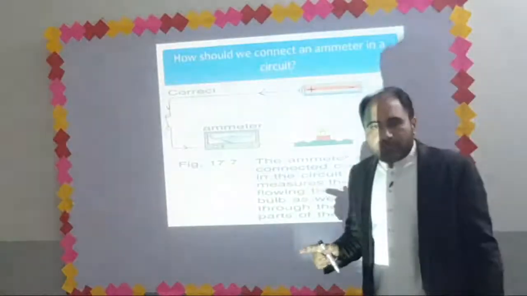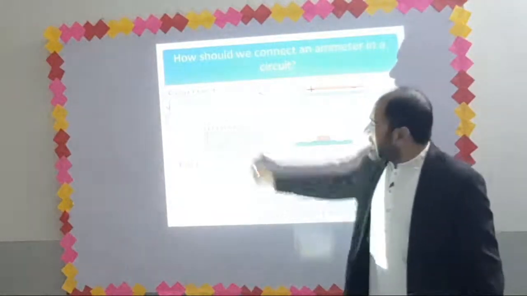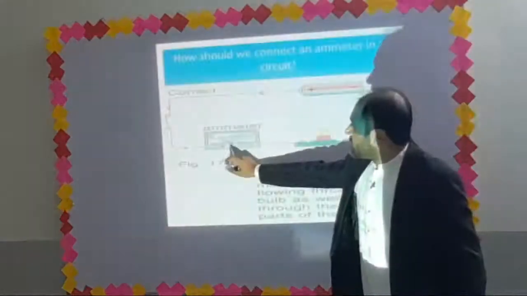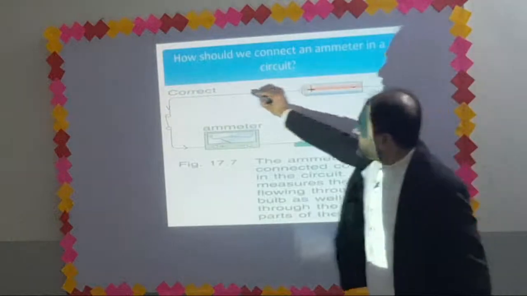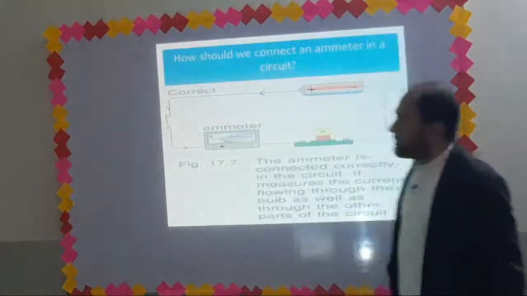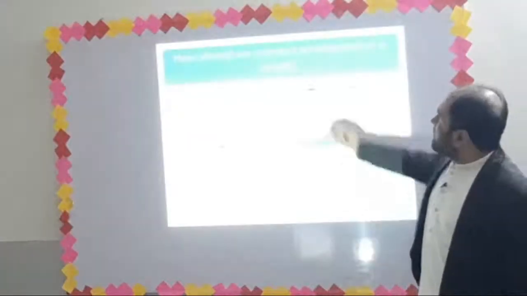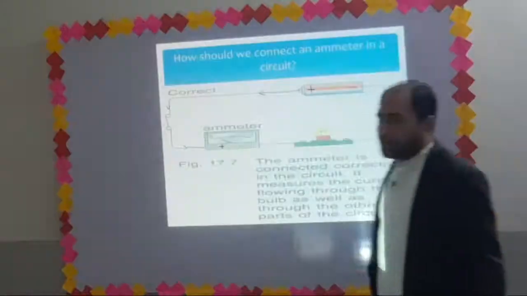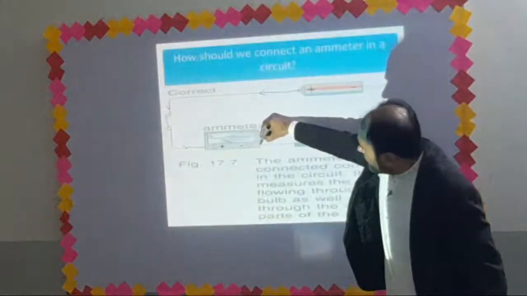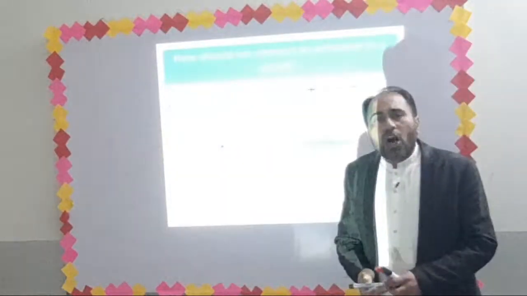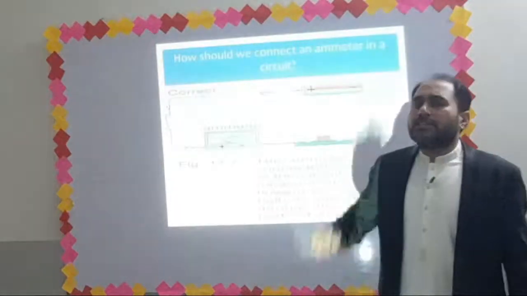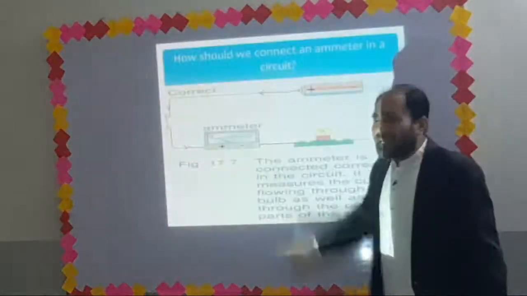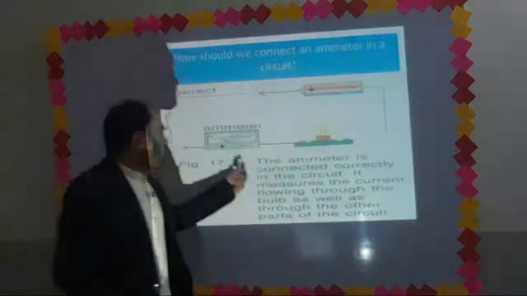It is important to keep in mind the polarity of the ammeter. An ammeter has two poles, one is positive, another is negative. The positive terminal of the battery must be connected with the positive terminal of the ammeter. It means the current should enter the ammeter through its positive terminal and leave the ammeter through its negative terminal. While connecting an ammeter or galvanometer in a circuit, it is important to keep in mind the polarity of the ammeter.